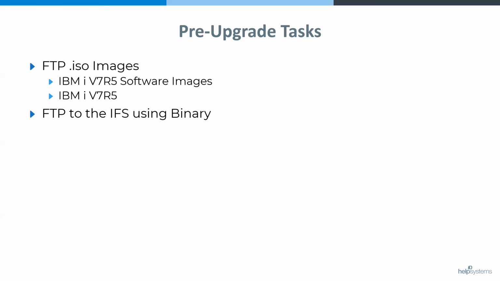So we're going to FTP those images up to the IFS, and always make sure when you're FTPing to IBM i, you're going to do it in binary mode. One other consideration might be to use a tool like WinSCP. WinSCP, a free download with drag and drop functionality for FTP, might be a means to facilitate that FTP transfer.